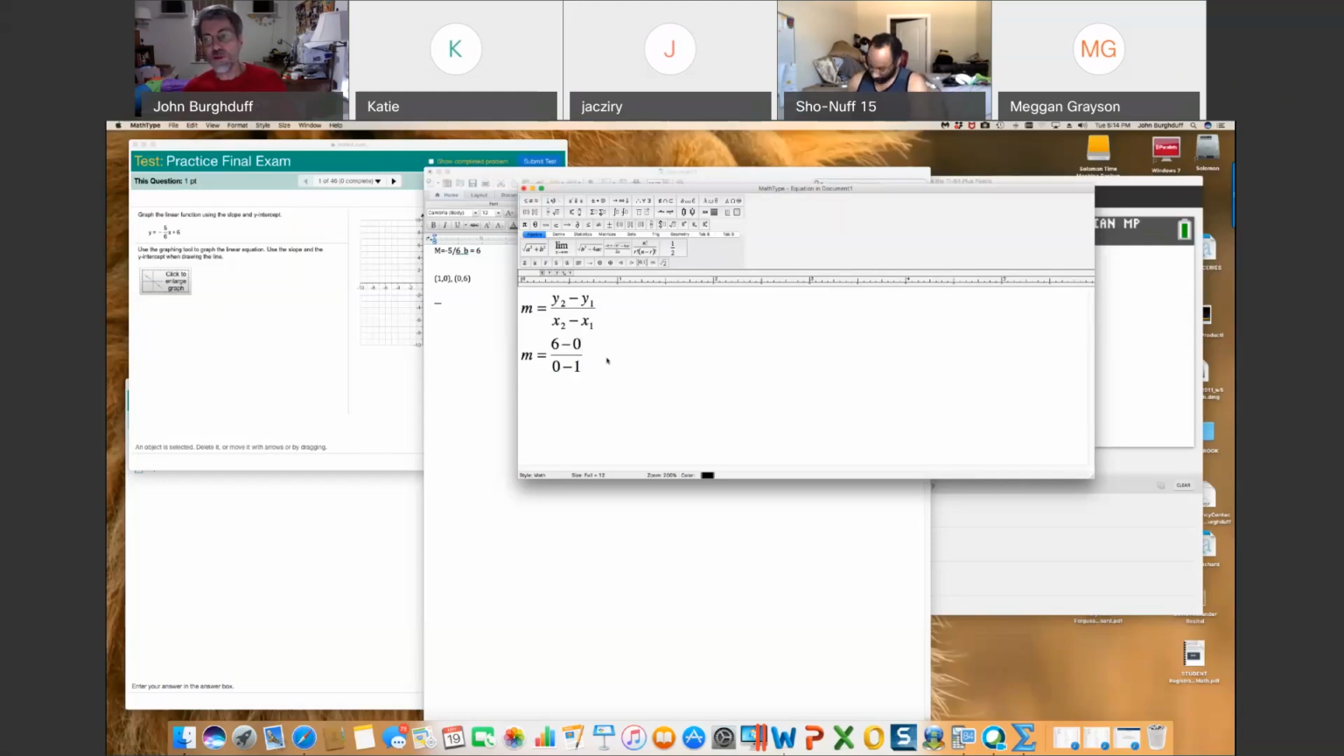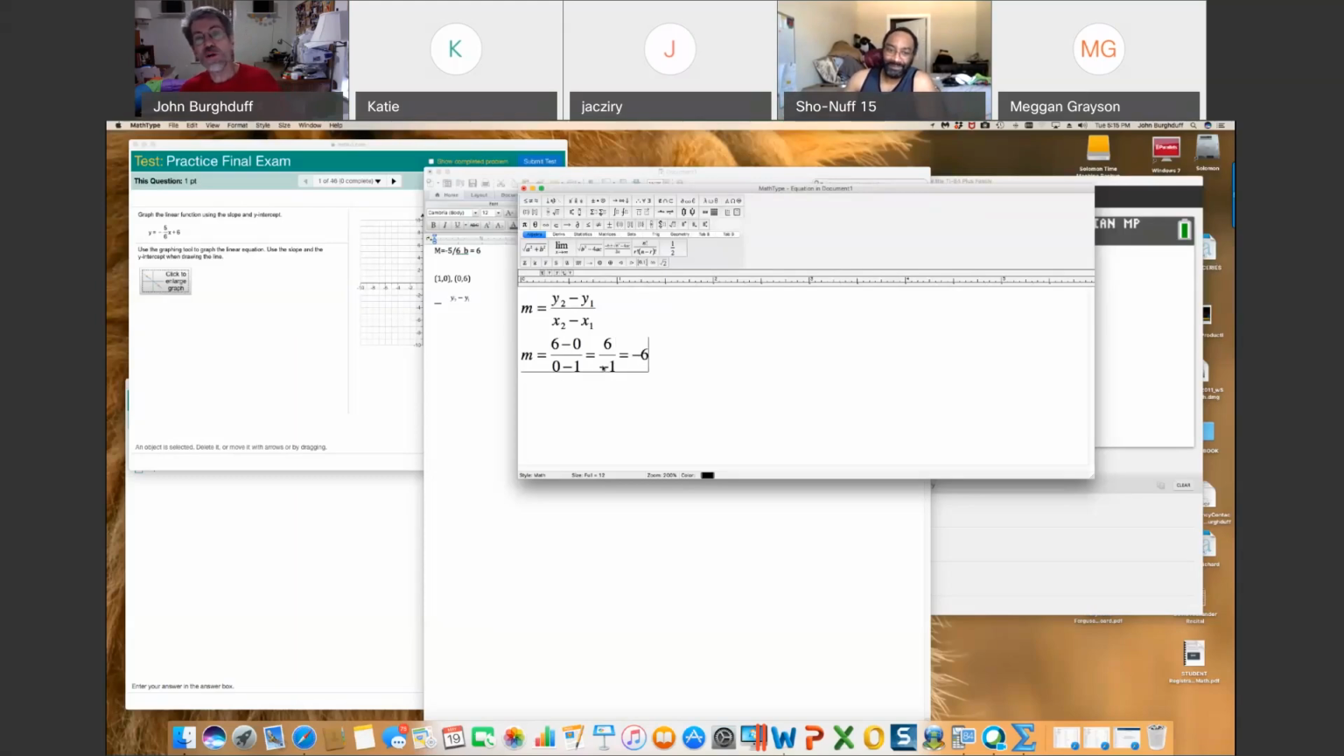So far, so good. Now, 6 minus 0 in the numerator is going to give us a 6. 0 minus 1 in the denominator is going to give me a negative 1. So it's 6 divided by negative 1. And 6 divided by 1 would just be 6. But anytime you have a positive number divided by a negative number, the answer will be negative. So the slope should turn out to be negative 6.